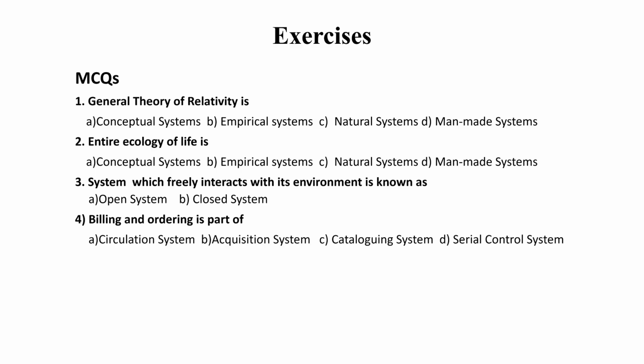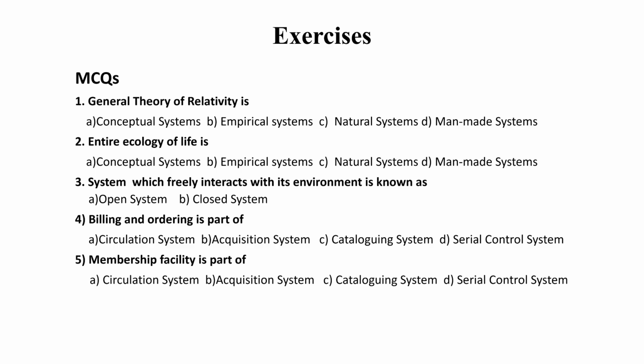Billing and ordering is a part of which system? Circulation, acquisition? We know it is a part of acquisition system because whenever we need to procure a book, we need to take its bill and place an order. Then membership facility is a part of circulation system.